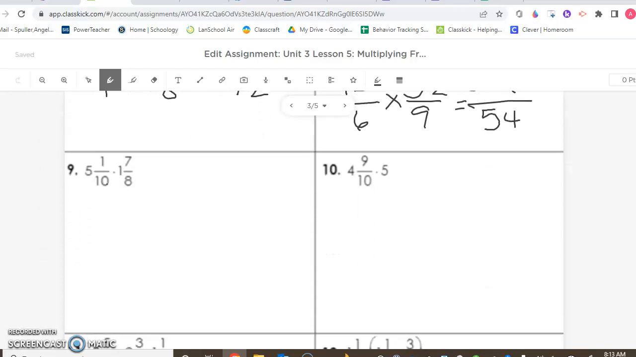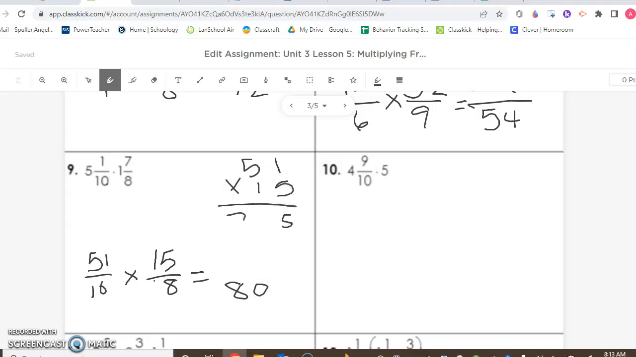All right, here we go. 10 times 5 is 50 plus 1, so you should have gotten 51 over 10 times 15 over 8. You should have gotten 8 on the bottom, and then 51 times 15 gives me 255 and 510, and I should have added them to get 765. That looks like a 4. Let's erase that, make it better.